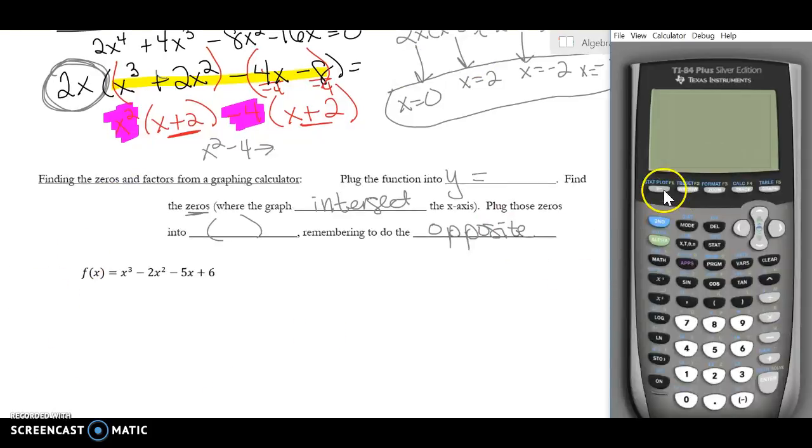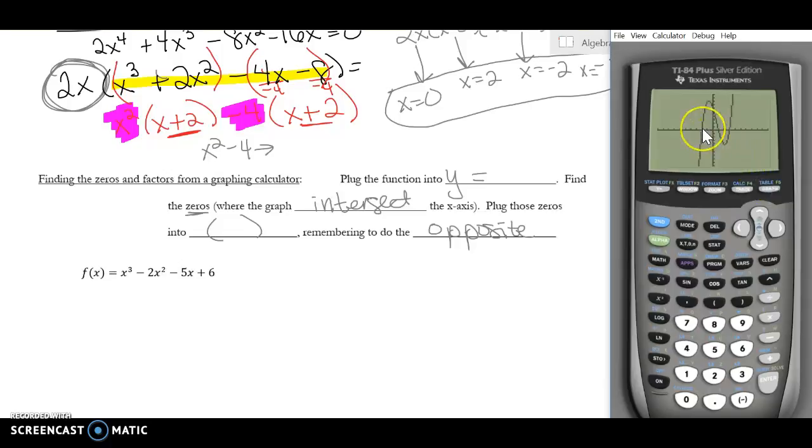Okay, so let's graph this. I'm going to go to y equals. Oops, got to turn it on. So I'm going to go to y equals, plug this out. And so now I'm going to plug in my expression right here: x to the third minus 2x squared minus 5x plus 6. And so now I hit graph, and I should be able to see where it crosses.